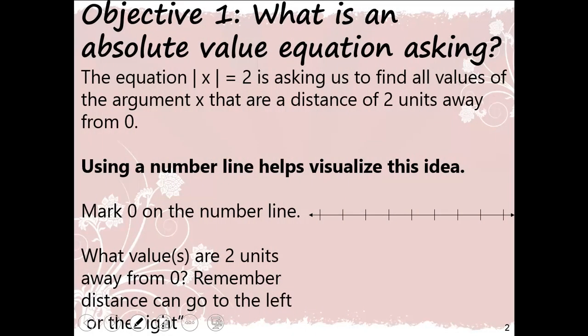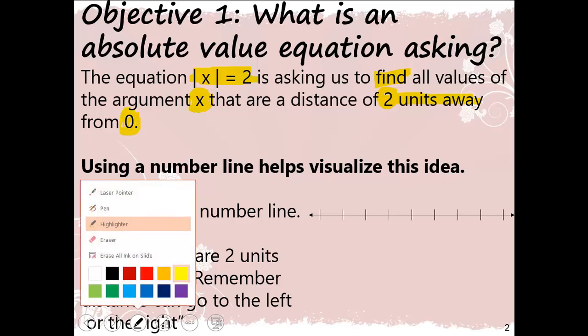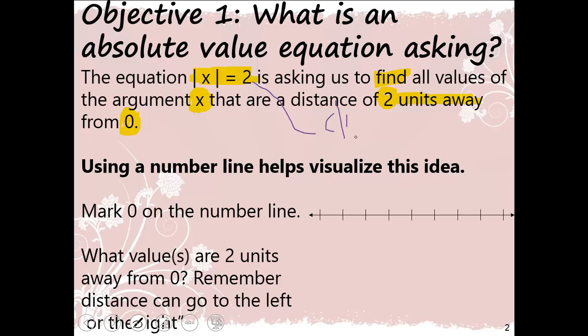Here's our first objective. What is this absolute value equation asking us to do? Well, the equation, absolute value of x equals 2, is asking us to solve for all values of the argument that are a distance of 2 units away from 0. So in these problems, what you're going to discover is that this is the distance you're traveling from your center, and then the centering number is whatever is based on what's inside here. Okay, so this one, there is no number with the x, so it's just centered at 0.